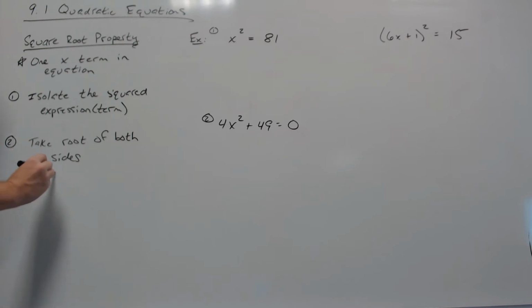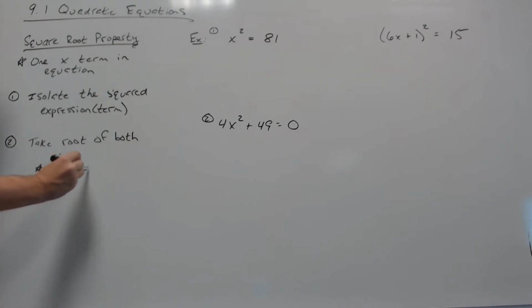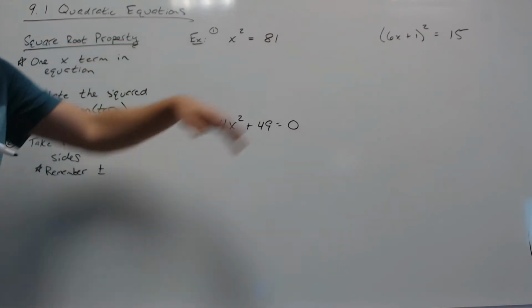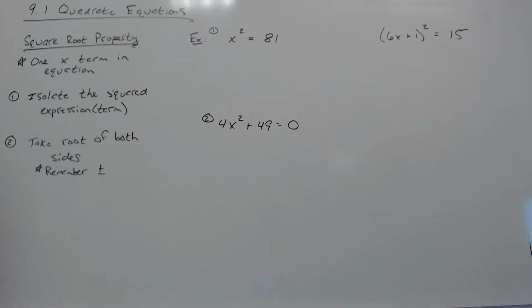When you take a root, we want to remember plus and minus for roots. Because if I take the square root of 81, there are actually two square roots of 81. 9 times 9 is 81, and negative 9 times negative 9 is 81. So we want to make sure that we remember using a plus and minus. And then, you might have to do some solving at the end to isolate the x. All right, that's pretty much it. Let's go through these three examples, and that'll be it for the first part here.